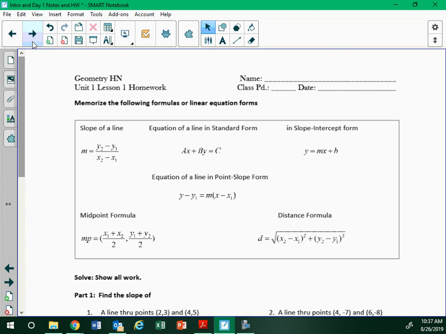So these are just hitting some of the highlights from that summer assignment that we'll be doing heavily in geometry honors. So I'm going to pick and choose some problems from here just to make sure we're all on the same page with that. So before we head into this, let's take a look at that purple sheet, your assignment sheet.